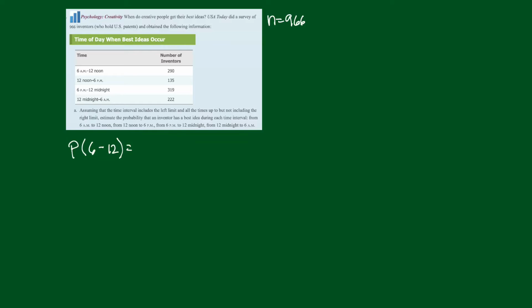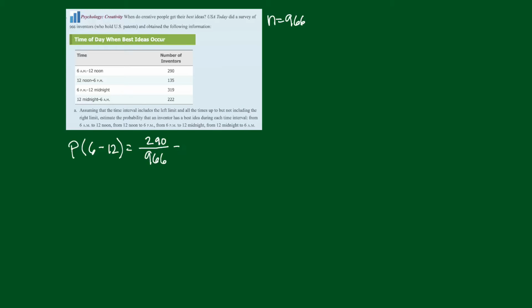All right, well, I think they're all equally likely. So I'm going to say 966 altogether. And how many in that event? How many in this group here? 290. So I'm going to think that's 290 divided by 966.